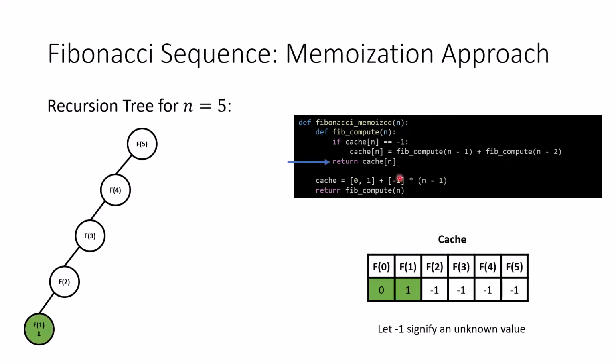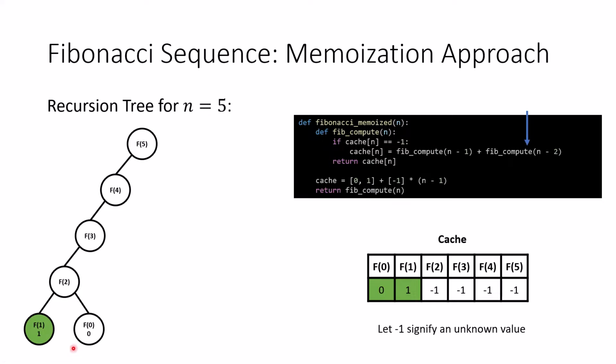Well, I'm just going to return the cache at that value. No need to call fib compute again because it's right over here, right? There's a 1. So I'm just going to return what's in my cache instead of doing another recursive call. So that's why I don't have a base case in my recursion flow here. So I get f of 1, that's done.